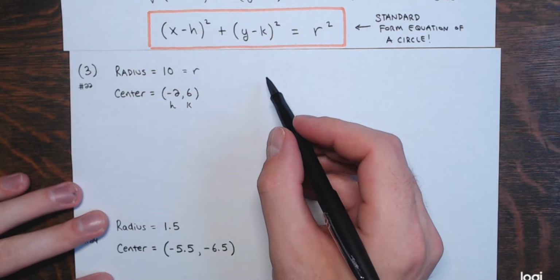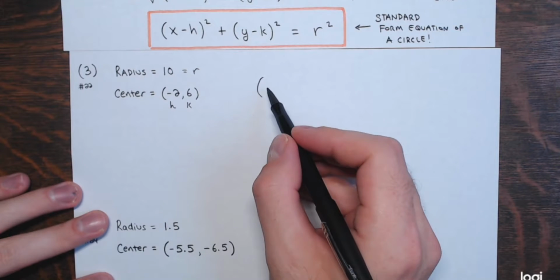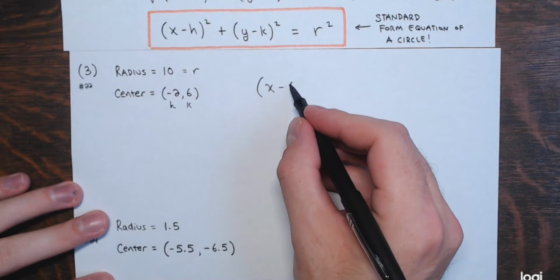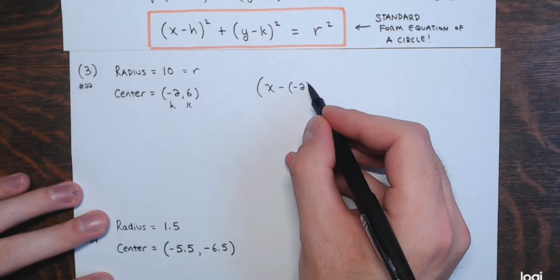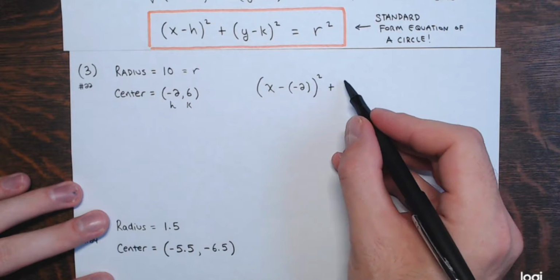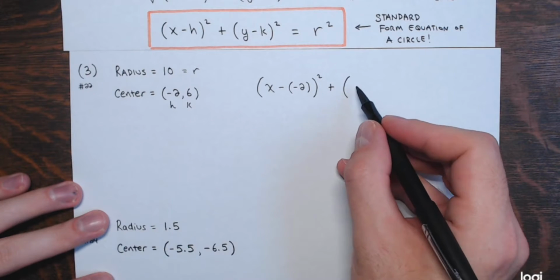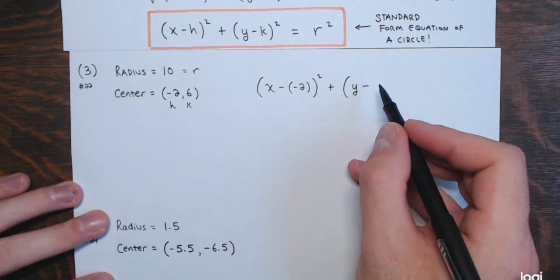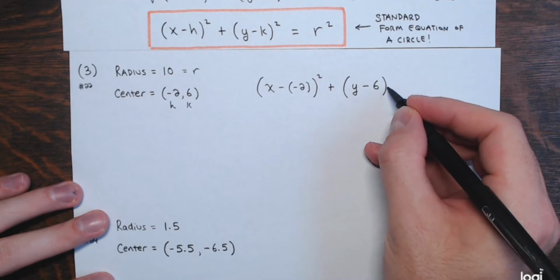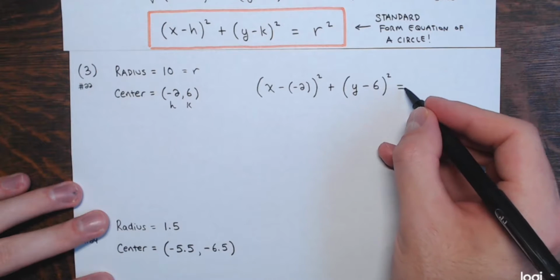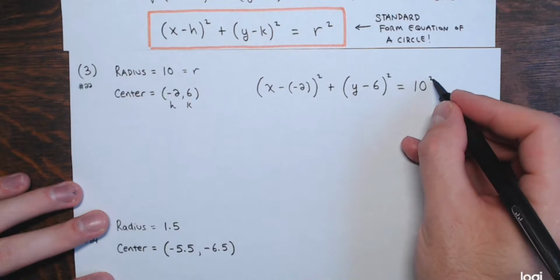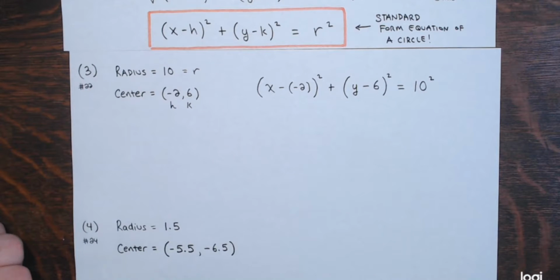So again, the x-coordinate of the center is h, the y-coordinate of the center is k. So the equation of a circle is the quantity x minus the x-coordinate of the center. So x minus -2, that quantity squared, plus another quantity with y minus the y-coordinate of the center, y minus 6 squared, equals the radius 10 squared.